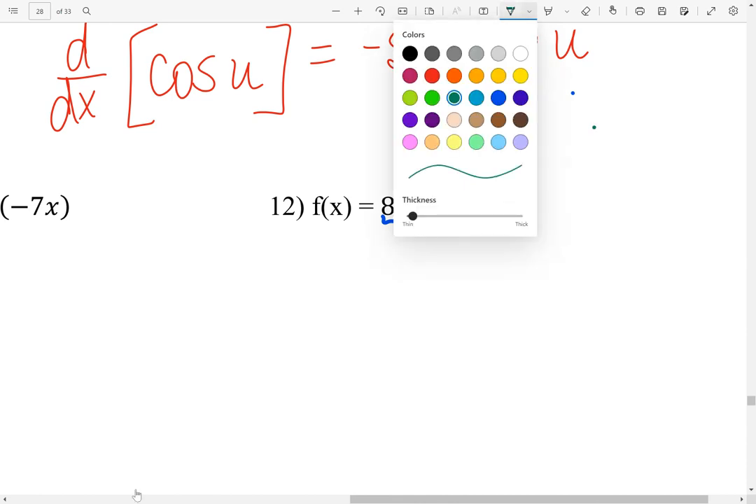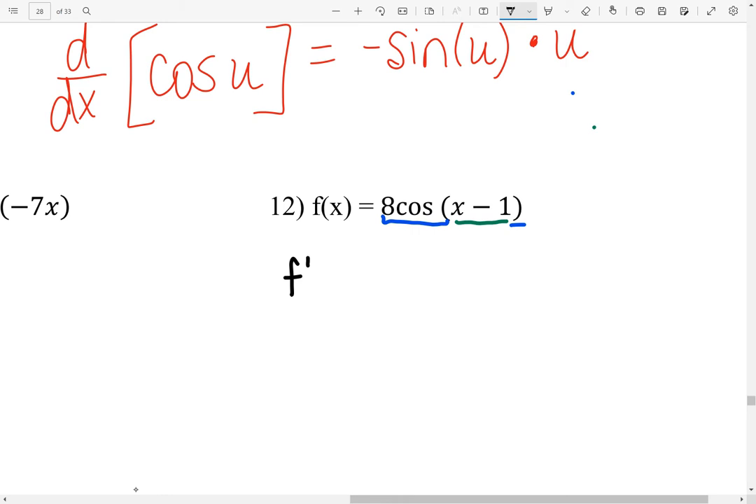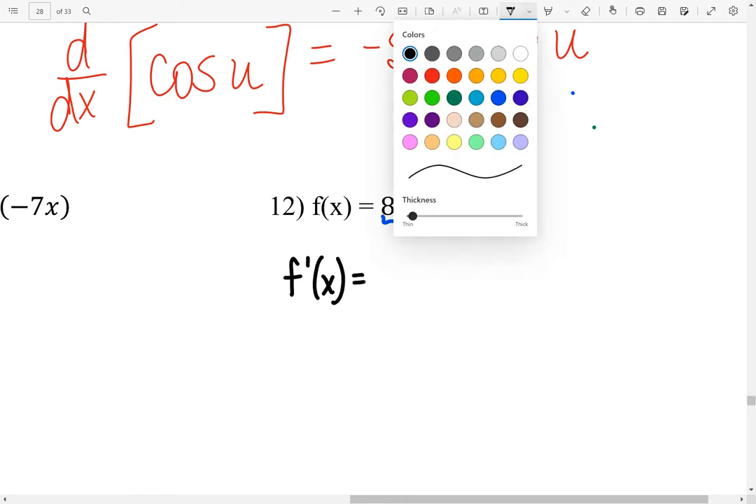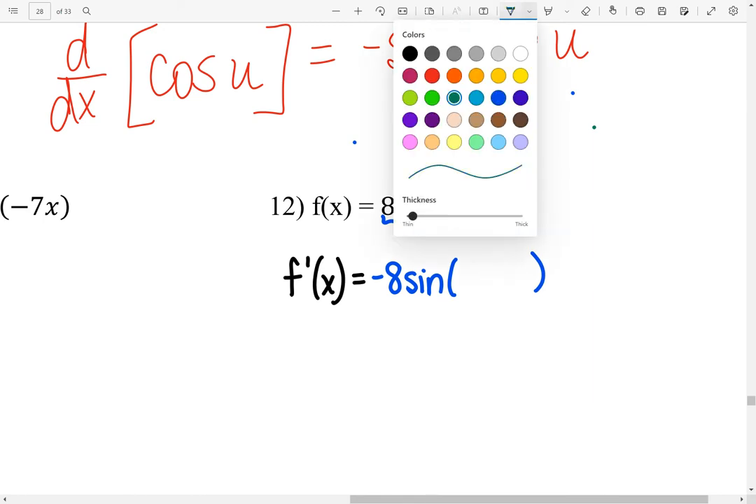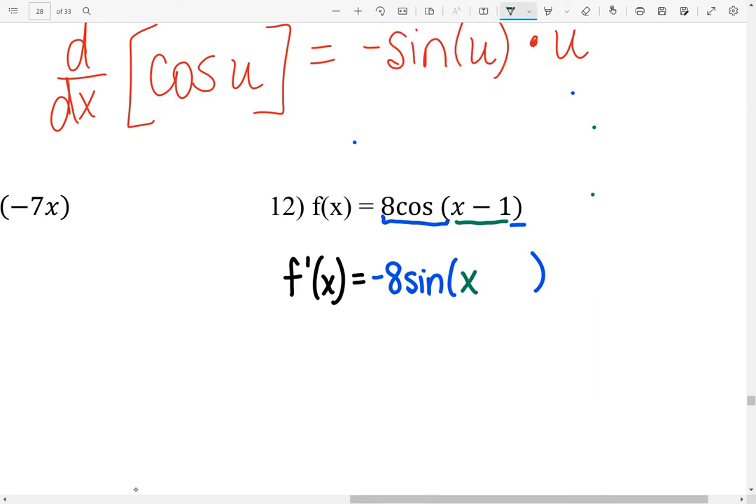So when I go to find the derivative, the derivative of cosine is negative sine. So the derivative of 8 cosine is negative 8 sine, parentheses. And then I just bring down whatever's in the parentheses and multiply by the derivative of what's in the parentheses. Derivative of x minus 1 is 1.